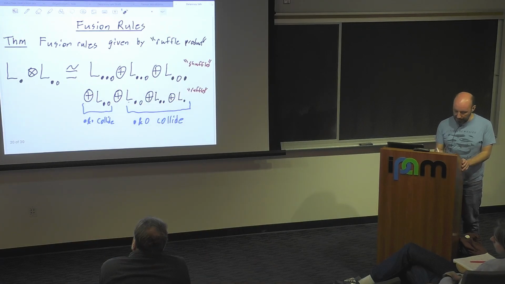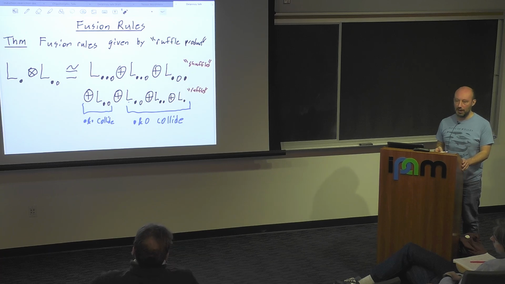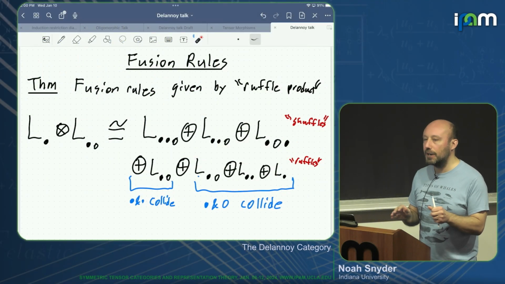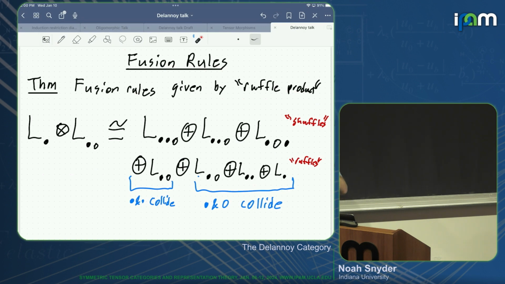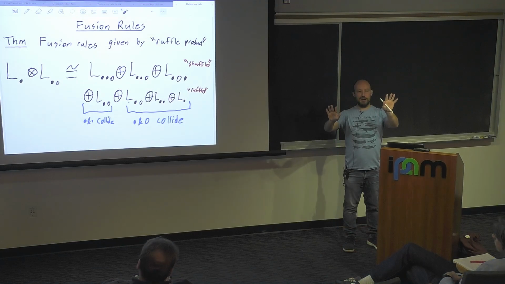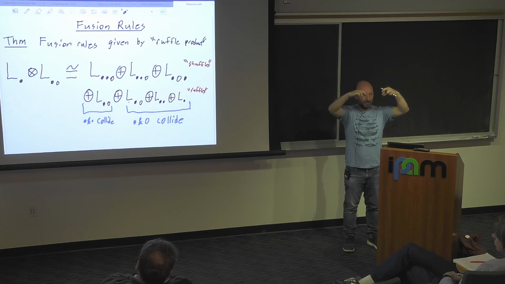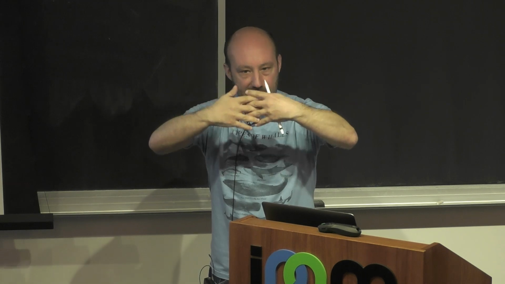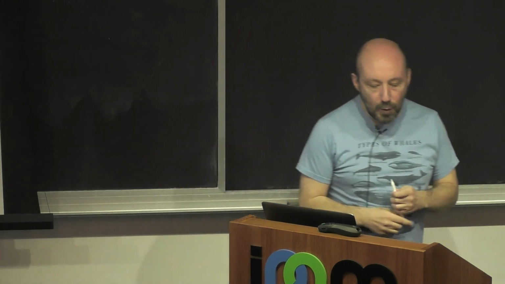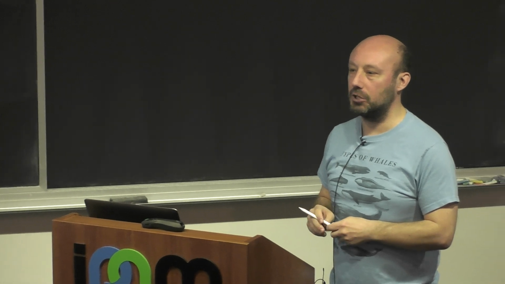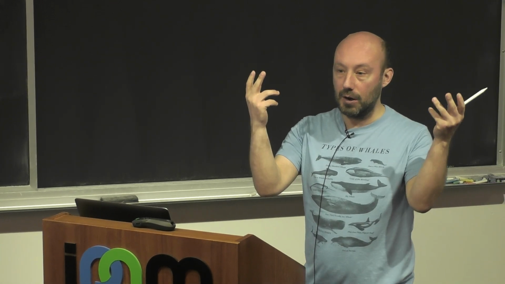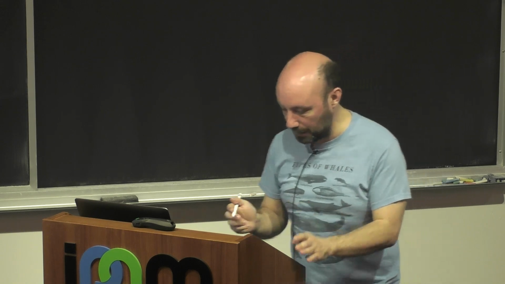Okay, so the next thing I want to do is tell you about the fusion rules, how to decompose tensor products. And the fusion rules are given by something called a ruffle product. So there's an existing thing called a shuffle product, and it's like shuffling two decks of cards. So you keep the order of the first set, and you keep the order of the second set, but you can interleave them however you want. And the ruffle product is like that, but you're allowed to have certain kinds of collisions. Two of the cards could hit each other, and then they have to decide which card they become, and it gets a little bit more complicated.